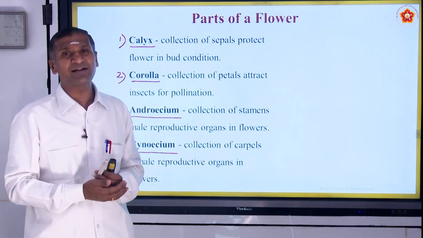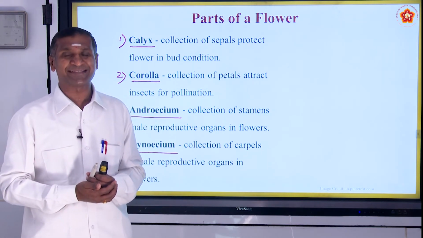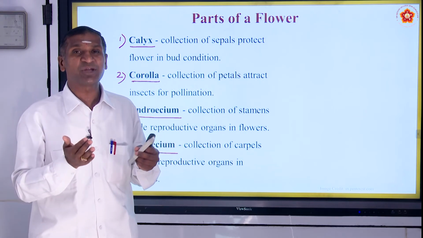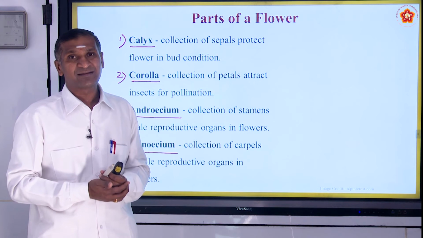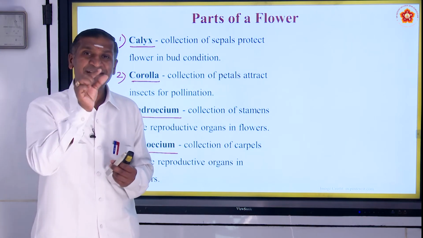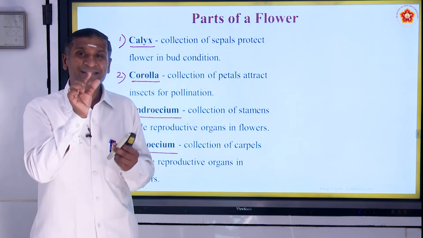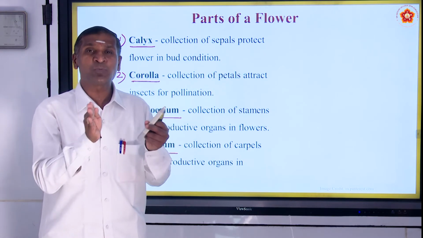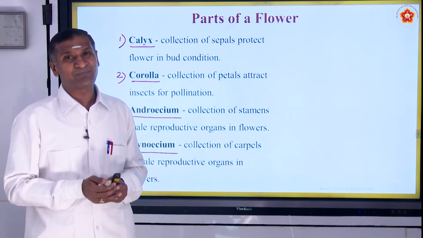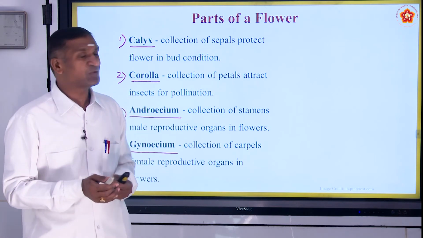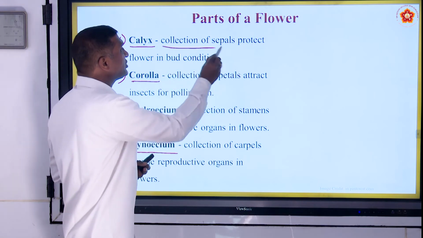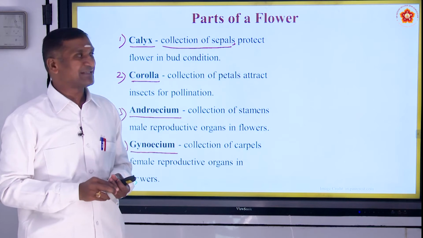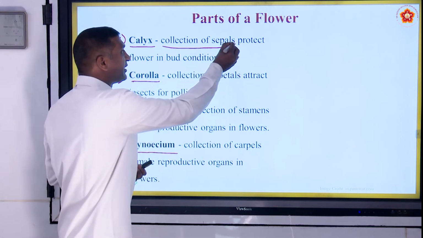The first part of a flower is the calyx. What is this calyx? It is a collection of sepals. When the flower is in bud state, this sepal, which is needle shaped, is going to protect the flower in its bud state. So, calyx, the collection of sepals which protect the flower in bud state. You can put a comma or a full stop also.